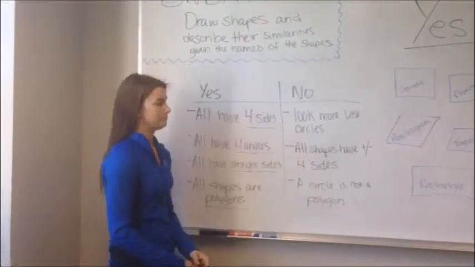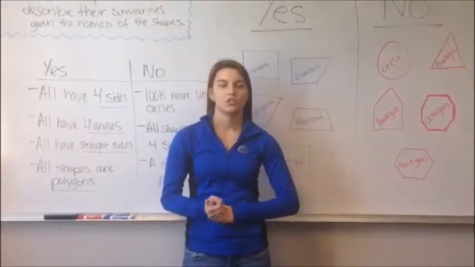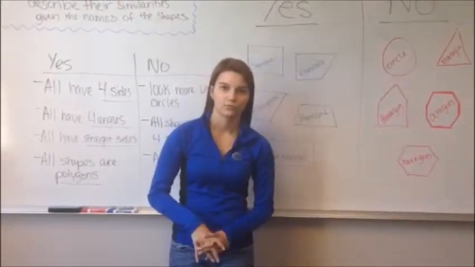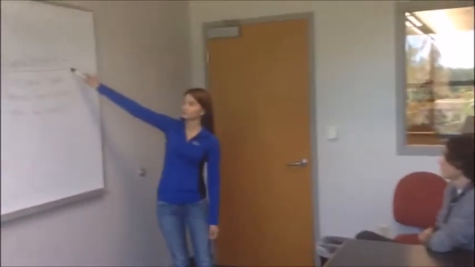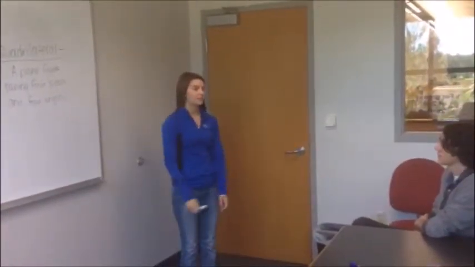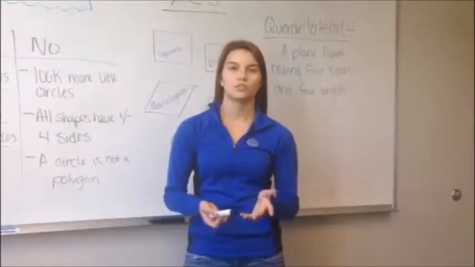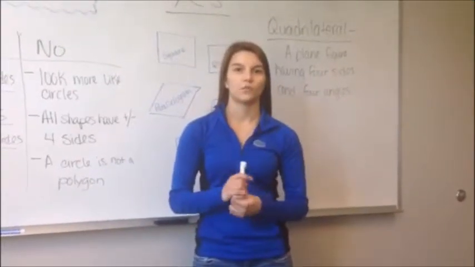Students come up with a definition that all the shapes in the yes column have 4 sides and 4 angles. Connor, as a class, we figured out that all the yes shapes have 4 sides and 4 angles. There's a name for that. It's called a quadrilateral. The definition of quadrilateral is a plane figure having 4 sides and 4 angles. Check the students' understanding of the definition of quadrilateral.